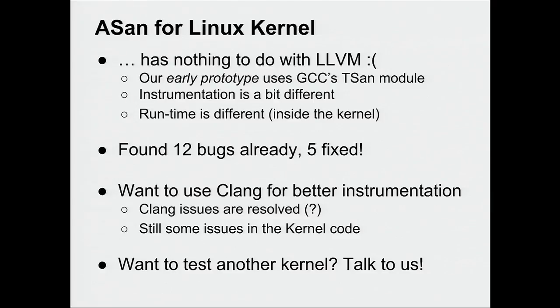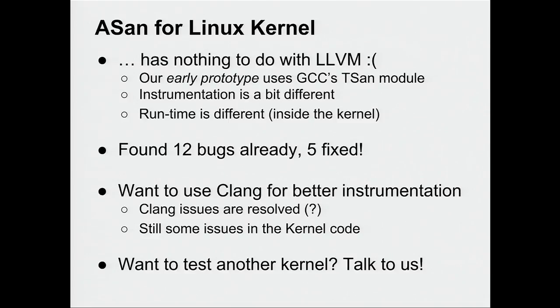The main reason being that the instrumentation for the kernel is a little bit different than we need for the user space. And the runtime library is completely different. It is just part of the kernel malloc implementation. As I said, it's an early prototype, but we already found a dozen bugs and 5 got fixed, maybe 6 today already.